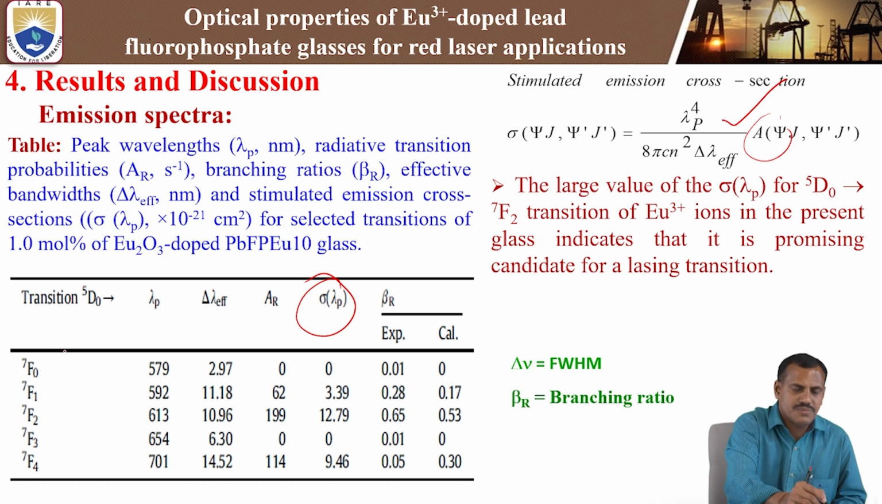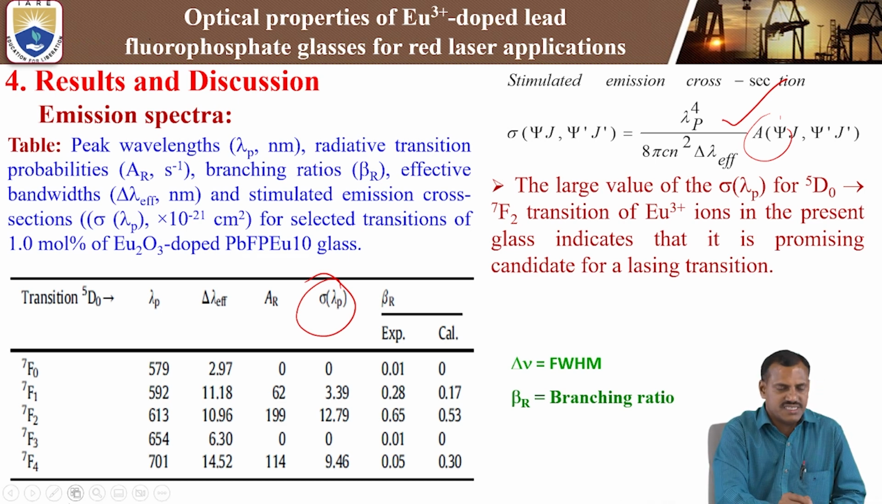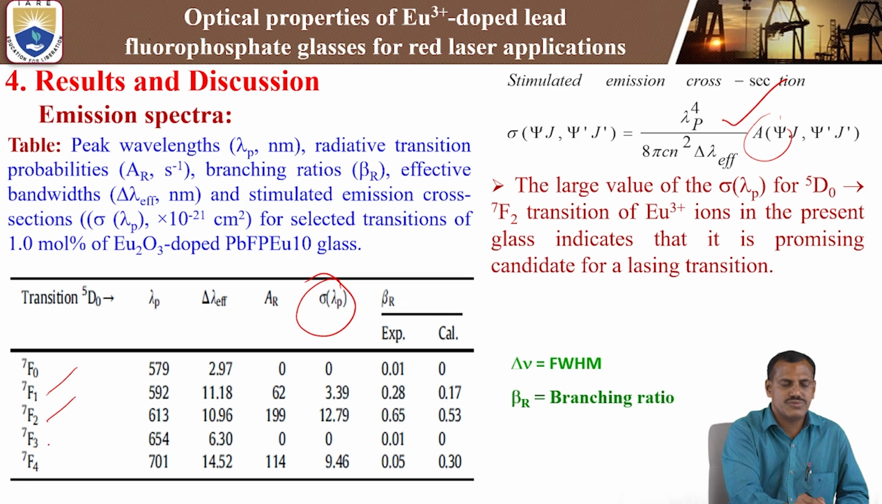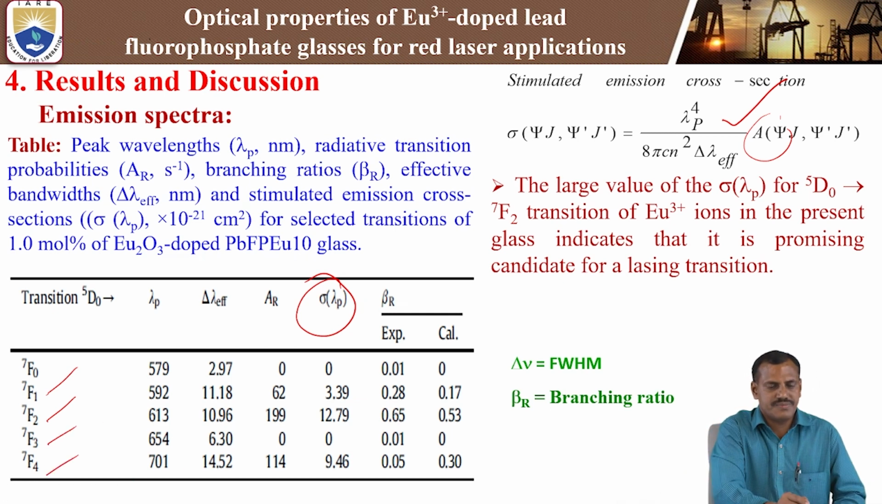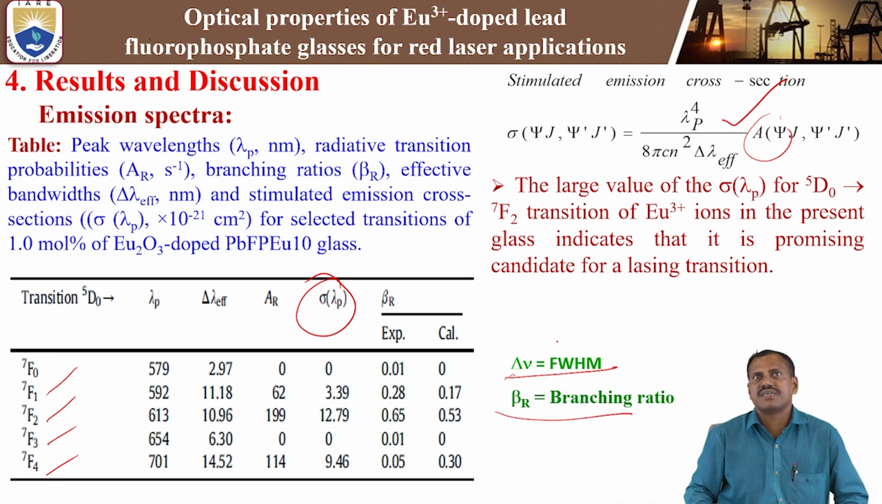These are the observed emission transitions from 5D0. That means excitation to emission transitions 7F0, 7F1, 7F2, 7F3, 7F4. These are the different transitions. Next, these are the different wavelengths, with the full width at half maximum delta lambda and branching ratio beta, calculated by using these formulas. So these are the emission spectra of the europium 3 plus doped fluorophosphate glasses.